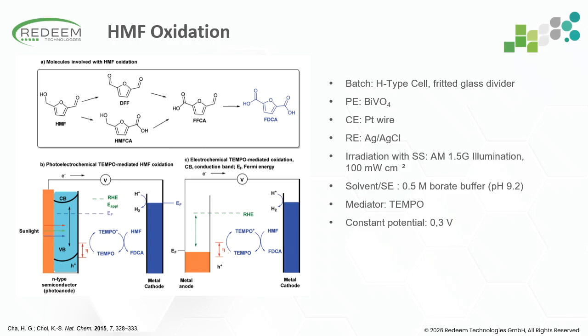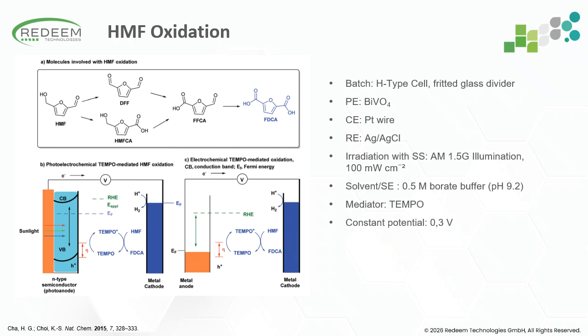And this will be a trend that we also see in the following example. So here in the second example, we still have a classical batch photoelectrochemical cell. This time it is a so-called H-type cell, which is separated by a fritted glass divider. The goal here is to selectively oxidize HMF to FDCA, which is an important biomass-derived platform chemical for sustainable polymer production. And once again, the electrochemical hardware is relatively simple.